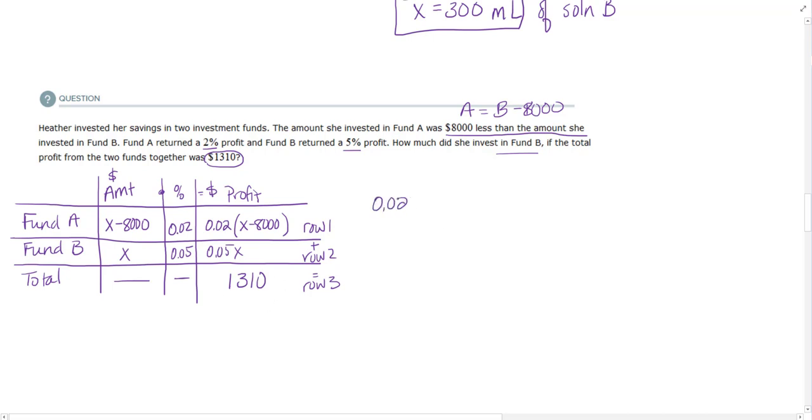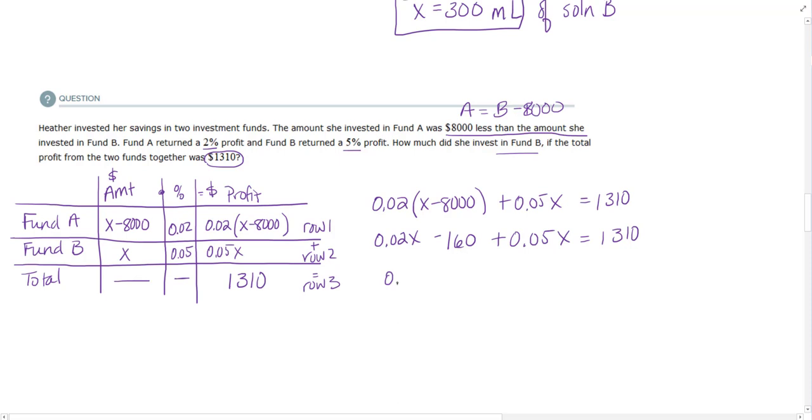So 0.02 times x minus 8,000 plus 0.05x is equal to 1,310. And so now we just have to solve this thing. So let's distribute our 0.02. So 0.02x minus, I think this is going to be 160, plus 0.05x equals 1,310. Okay, so combining like terms, 0.07x minus 160 equals 1,310.